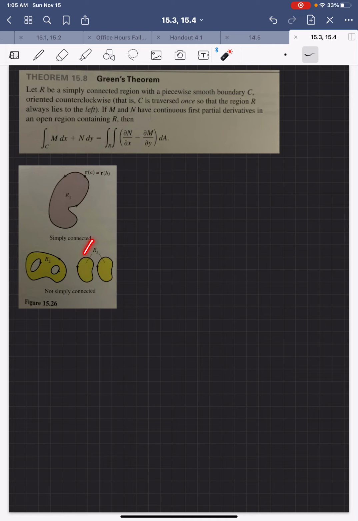If you have a region that is separated, Green's theorem's not going to work. But if you have a region that is simply connected, Green's theorem can help you. It helps you take a line integral and turn it into a double integral. And double integrals are something we've practiced a lot, right?